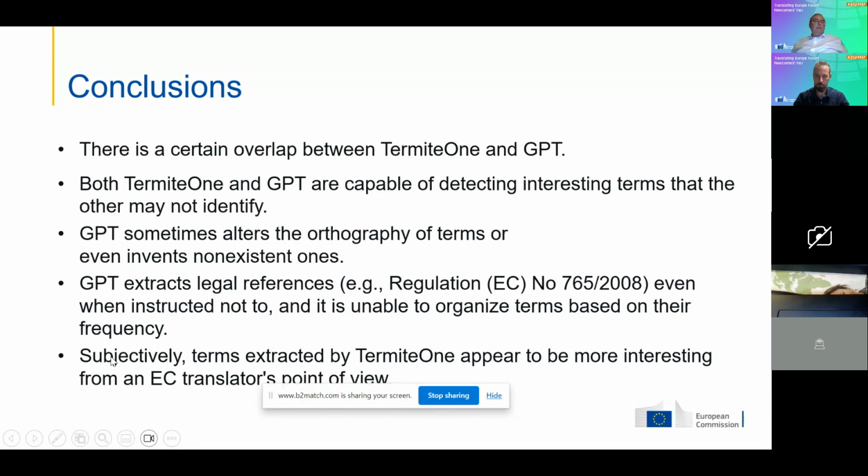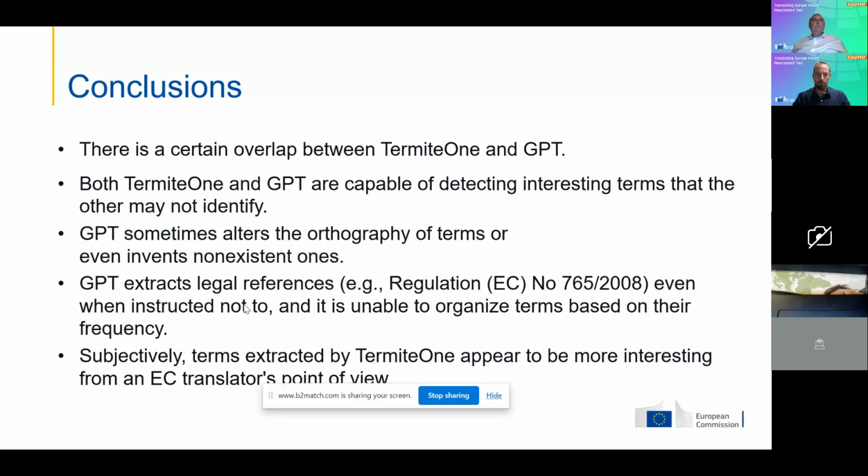And this one is very subjective, of course, but we have consulted different terminologists and translators at DGT, the European Commission. And in our opinion, the terms extracted by TermiteOne are more interesting for us than the terms extracted by a large language model, GPT in this case, which seems to be logical because you used specialized data with a simple model, but the best model for named entity recognition.